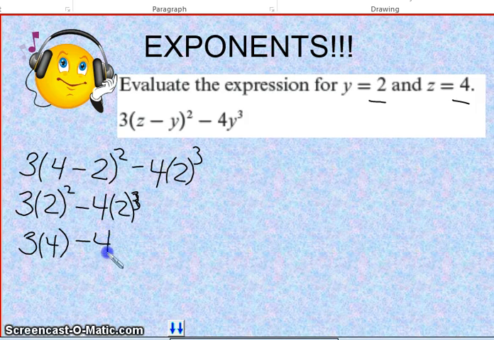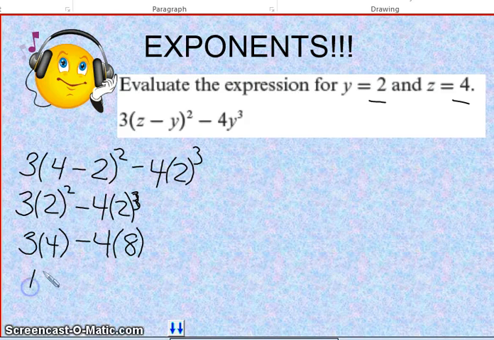Minus 4, no exponent on the 4. Here is 2 to the third power. That's 2 times 2 times 2, which is 8. Now my exponents are done, so I go on to multiplication and division.